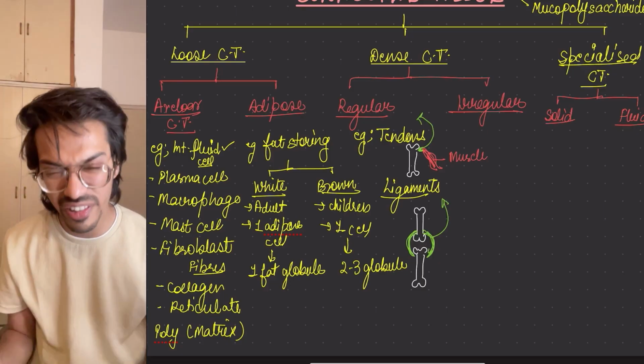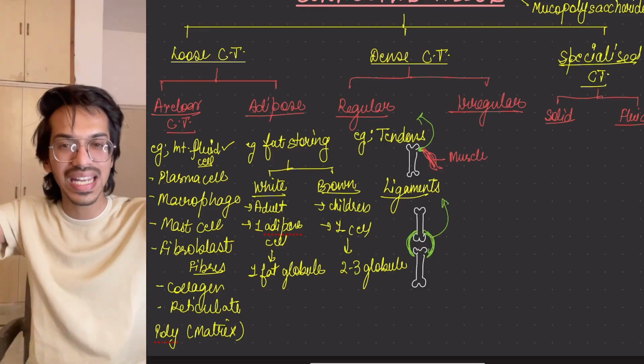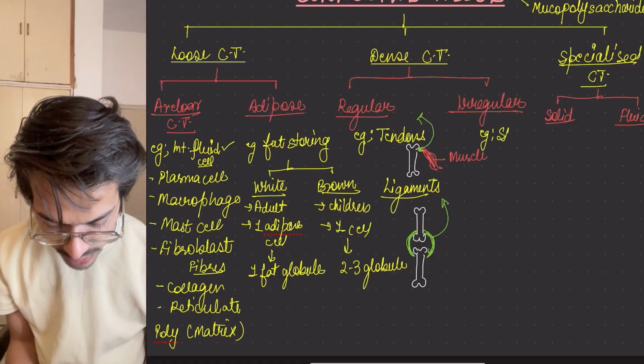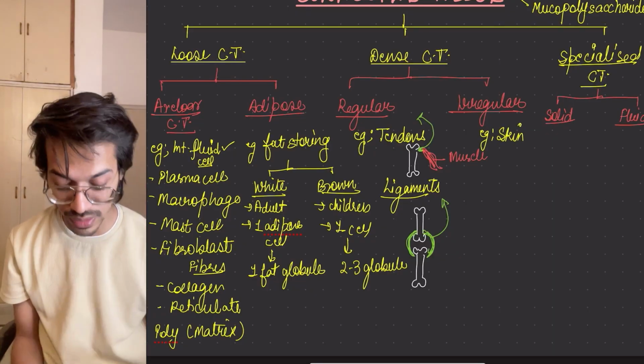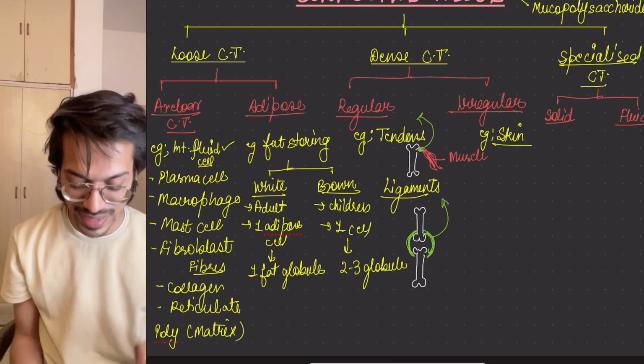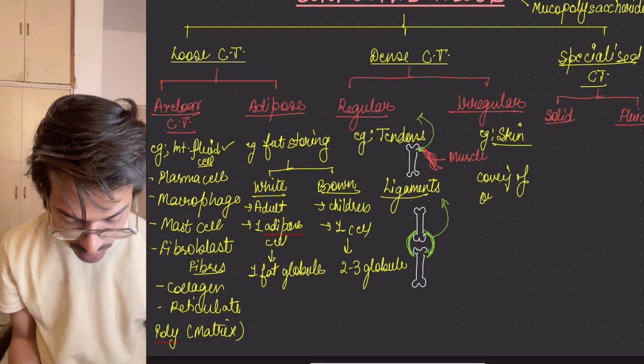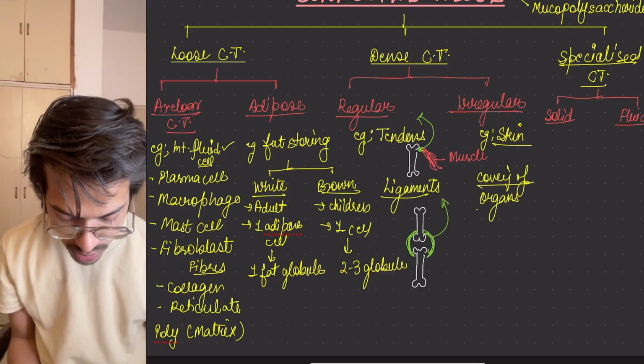Then dense irregular. Irregular means cells and fibers are present anywhere, no arrangement is there. NCERT says that you see it in the skin, but you have to remember one thing. Skin is one such example. Another example is the coverings of the organs, not cell. Coverings of the organs also have that.